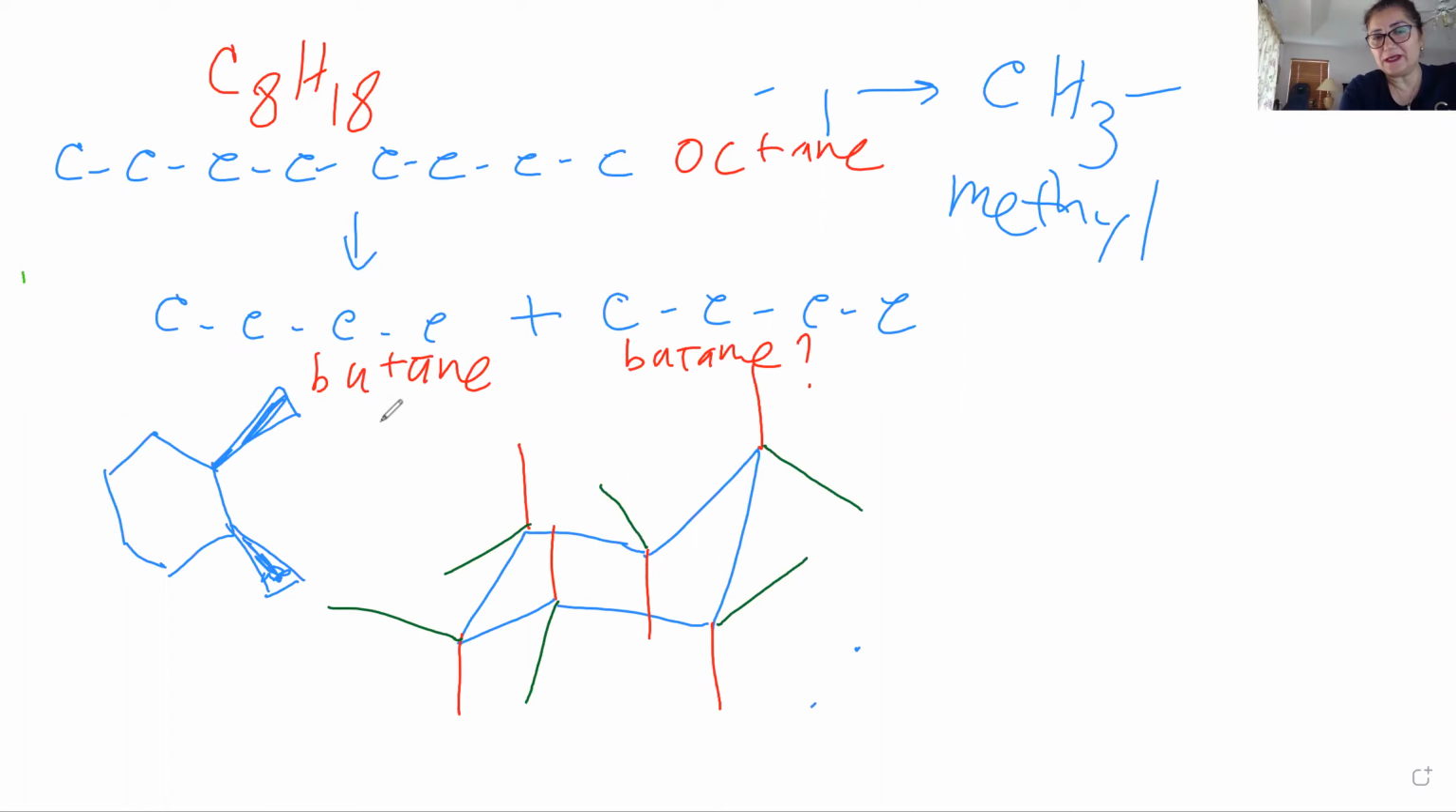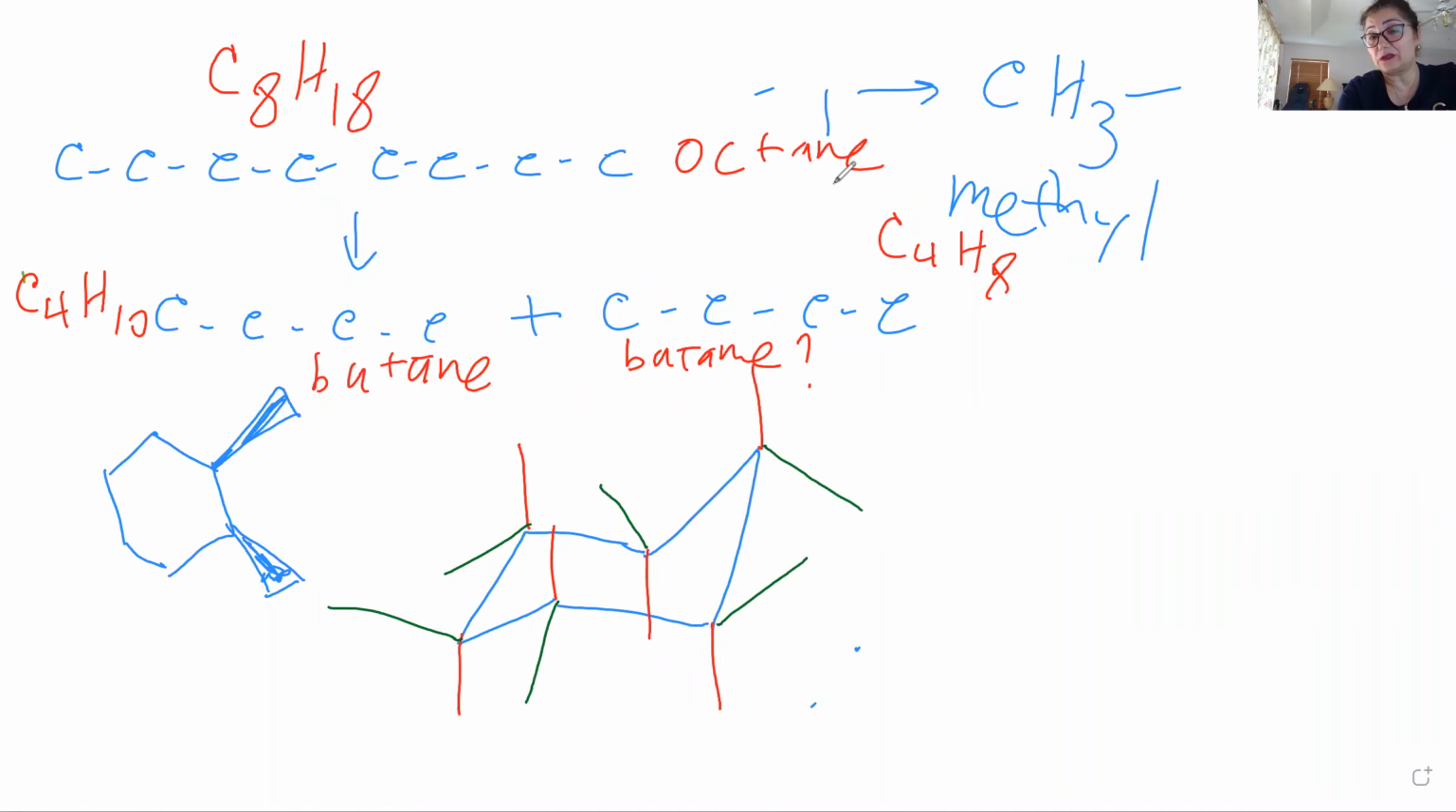And for butane, how many hydrogens do we need? We know that is 4 carbon, but how many hydrogens? C4H10. And for this one, if it's a C4, what do we need? Well, it'll be 8 to make it up to 18. So it's only 8 hydrogen left, right? That means we cannot have 2 butane from 1 octane.